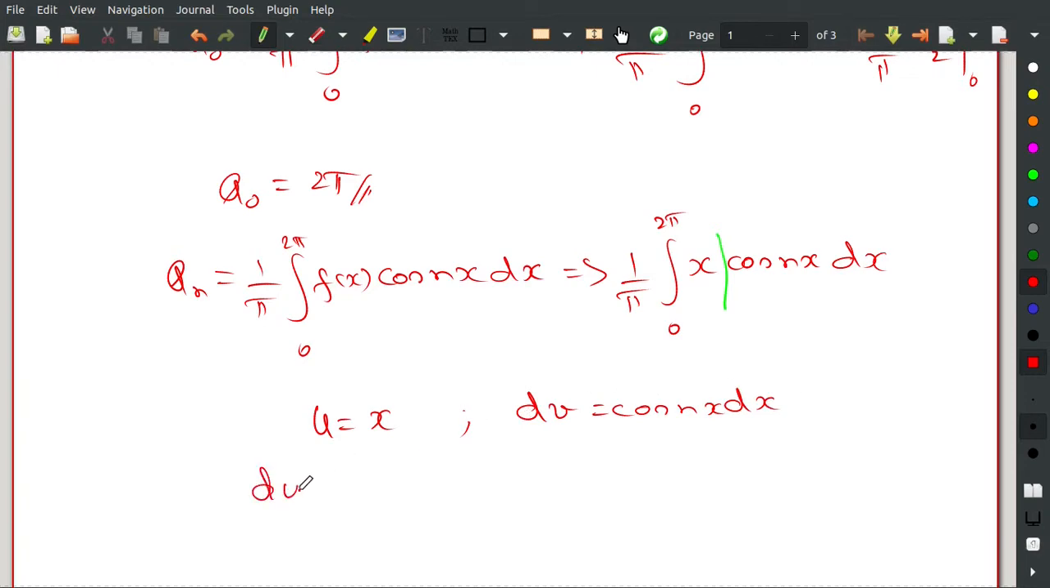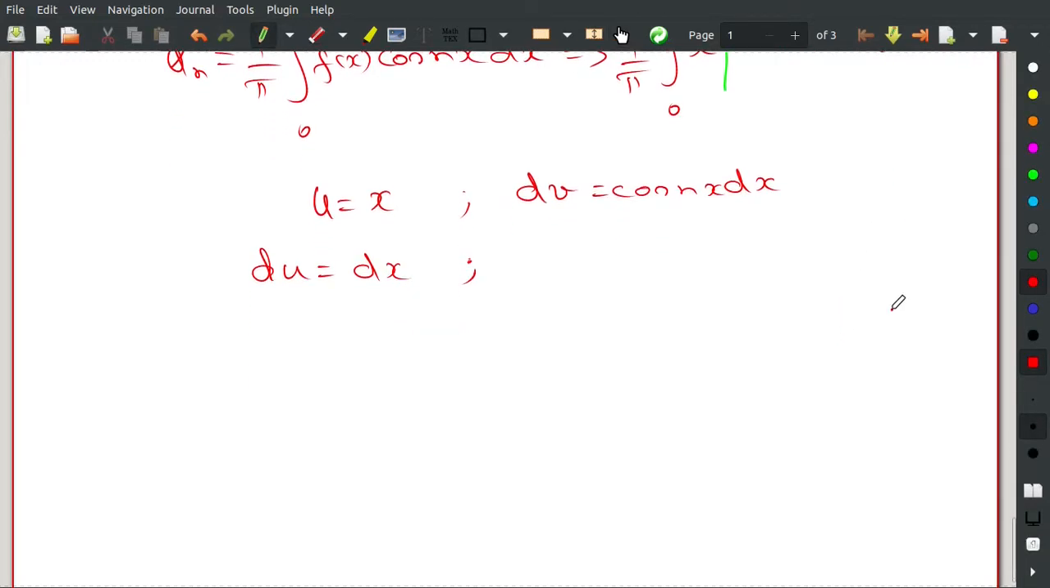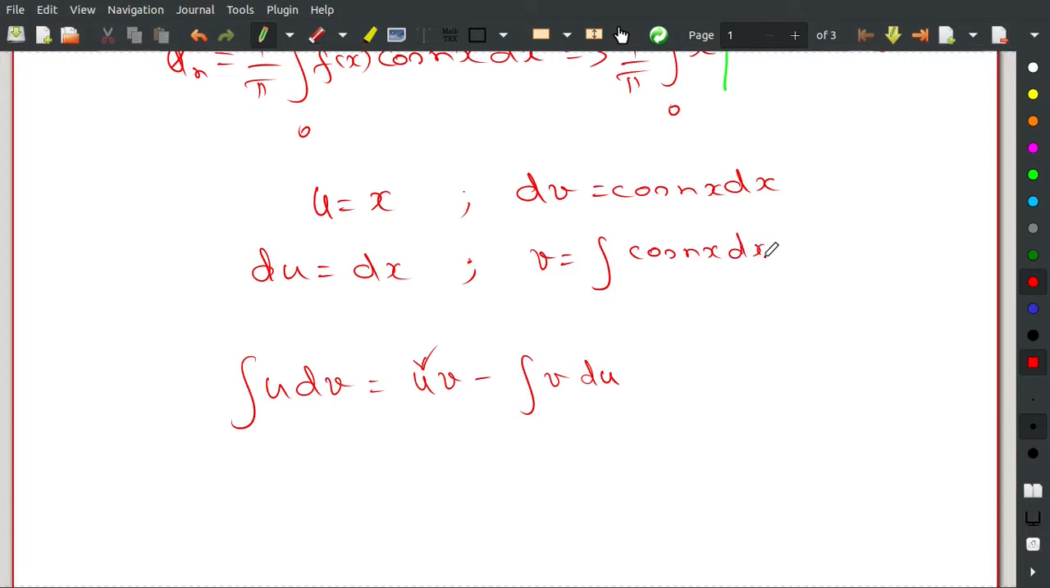So what is du? du is obviously dx. In order to evaluate this integral u dv, we need v, okay? The formula is uv minus integral v du. We have u, no problem, but we have only dv, so we have to find v. Therefore v is integral cos nx dx, right? The integral of cos nx is nothing but sin nx by n, so our v is sin nx by n.